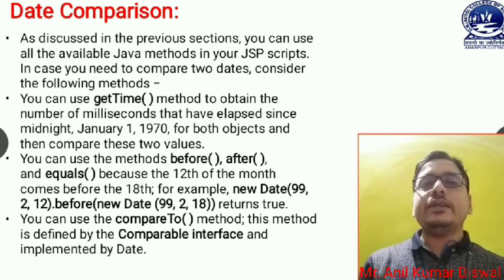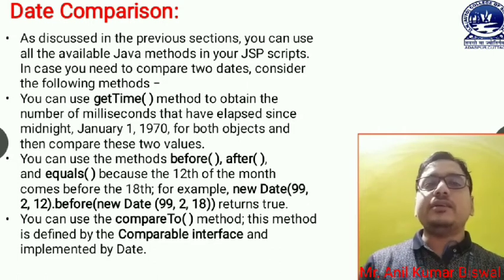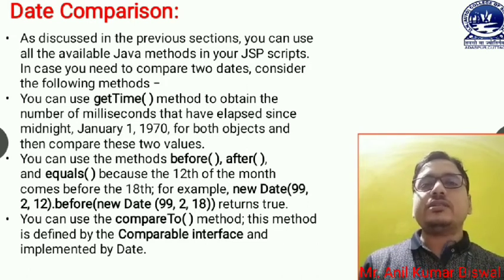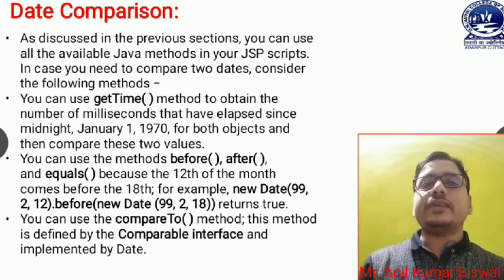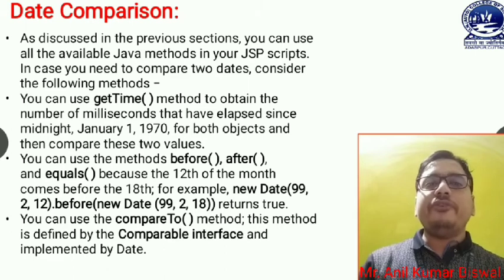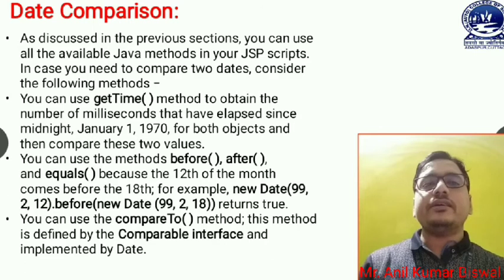A user can use the before method, after method, and equals method, because the 12th of the month comes before the 18th. For example, new Date, in which we can write a parameter like 99. Here 99 is shown as the year, then we can write 2, which denotes the date, and 12 denotes the month. So dot before, and in that before we can mention 99 to 18, and whatever it is, it returns true.